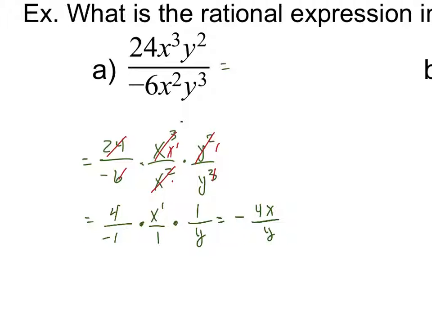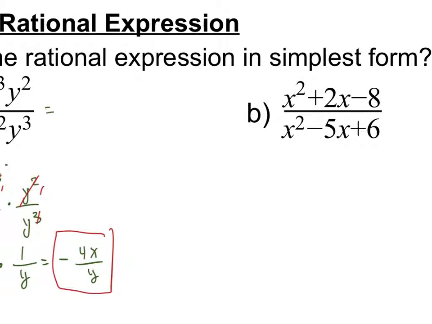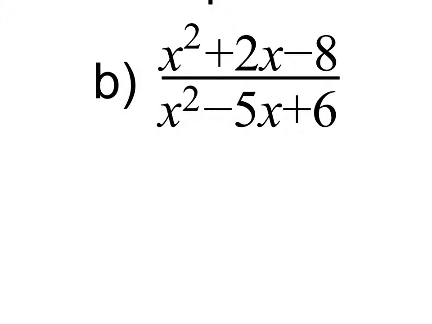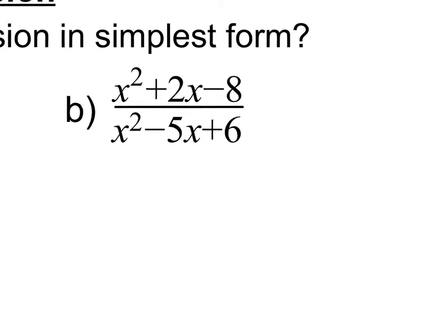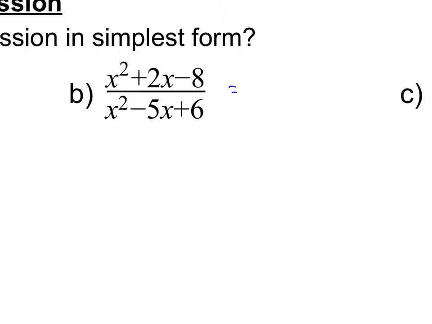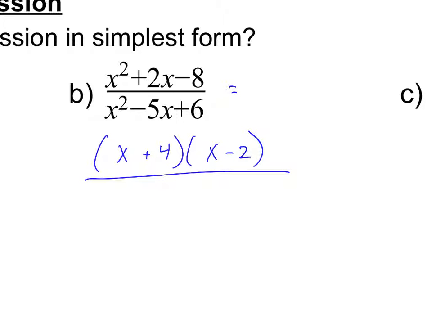Again, we are simplifying things to make it a little bit easier to work with. And there you go. Let's look at the next example. We have what appears to be two quadratic expressions, and you should be able to factor at this point in time. So we can factor the numerator into x plus 4 and x minus 2. And when we factor the denominator, we are going to have x minus 2 times x minus 3.